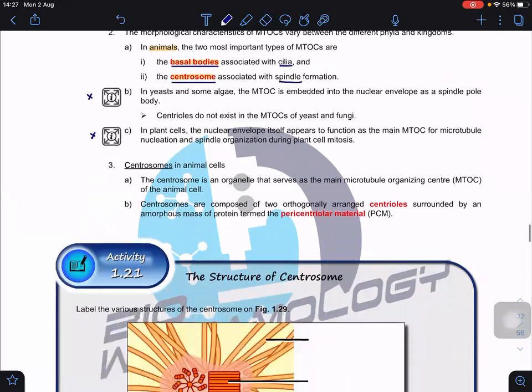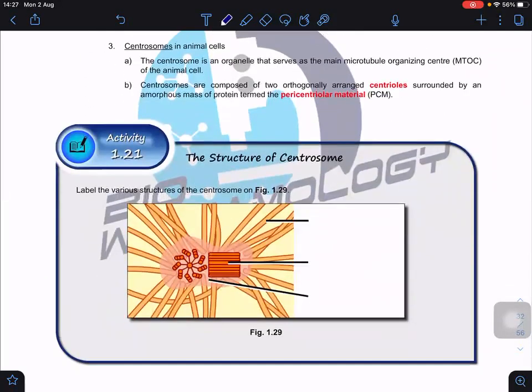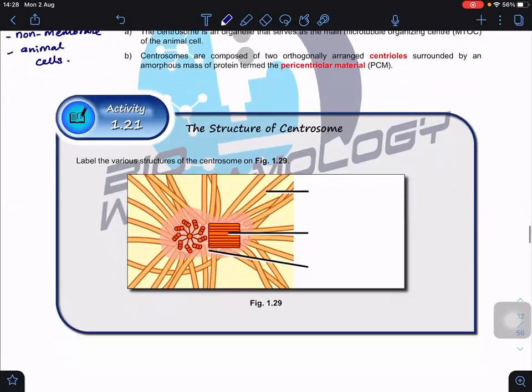So we start with the centrosome. Write down: centrosomes are non-membrane bound organelles. They don't have a membrane, and they only appear in animal cells. So what is this structure? There is protein surrounding the centriole. This one is the centriole.